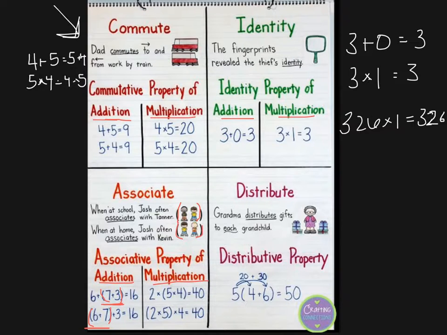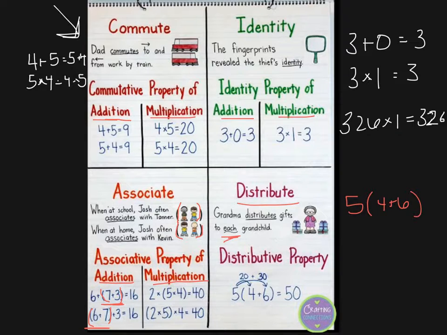Same for multiplication. And then lastly, the distributive property. Grandma distributes gifts to each grandchild. So like the problem before, if I have 5, parenthesis 4 plus 6. When there's a number next to a parenthesis, what that means is multiply. So what they're saying is we want to do 5 times the quantity, or after we find the sum of 4 plus 6. So we know that 4 plus 6 is 10. So if I'm going to do 5 times 10, I should get an answer of 50.